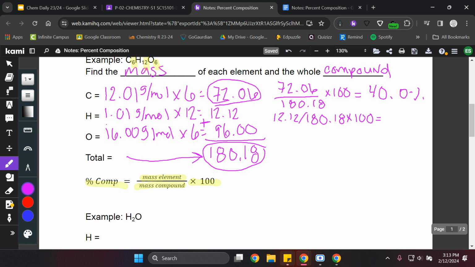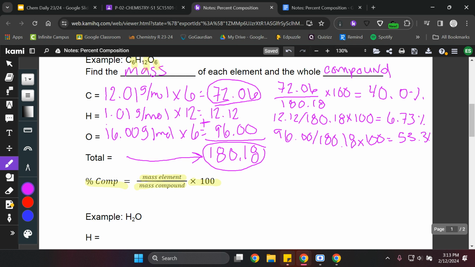equals 6.73%. Oxygen is 96, because we want to include all of those oxygens. 96 divided by 180.18 times 100 equals 53.3%.